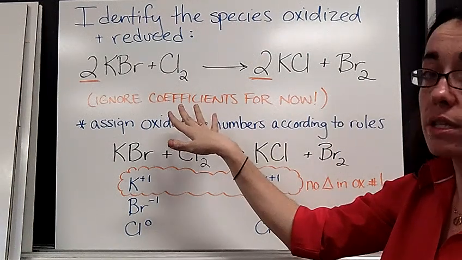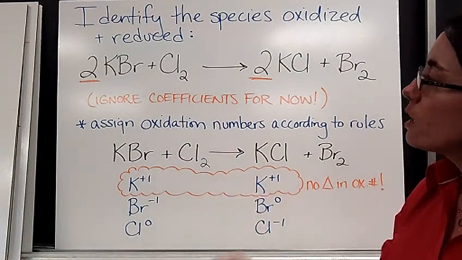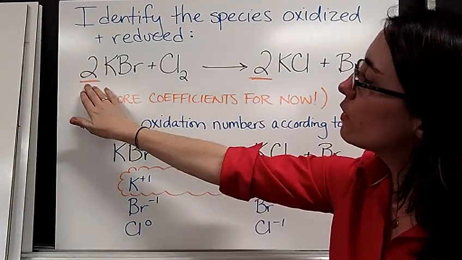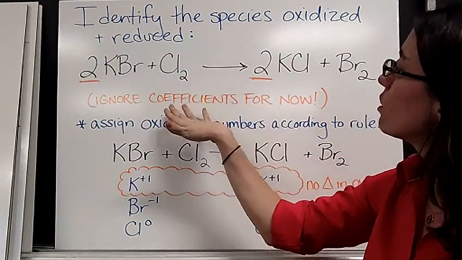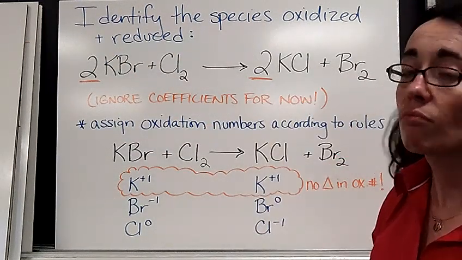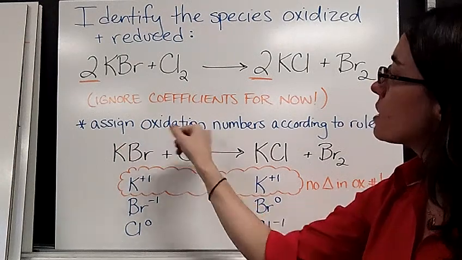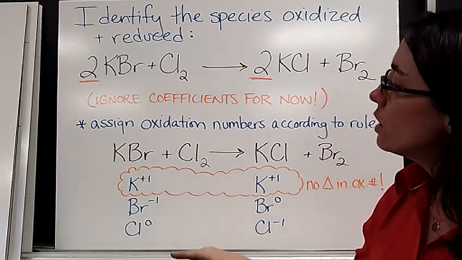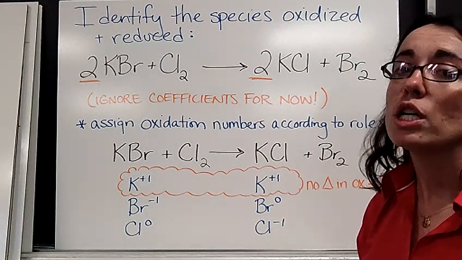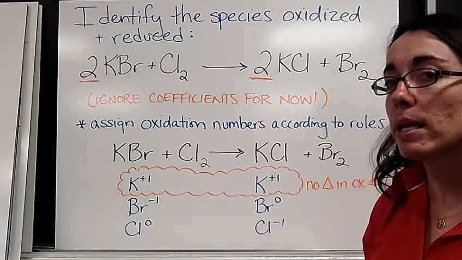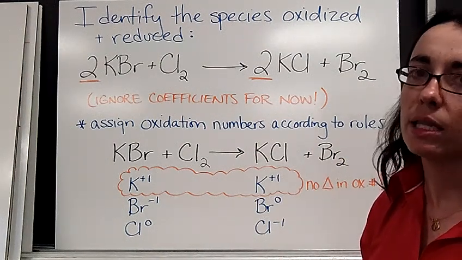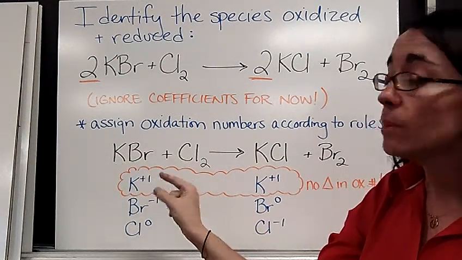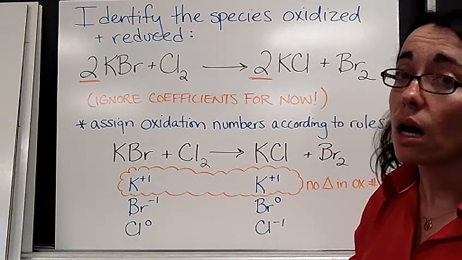So, the first thing that I want you to do, don't get freaked out by those coefficients. We're just going to ignore them at this point. So what I have underlined here in orange, we're going to ignore. Just like before, we need to assign oxidation numbers according to the rules. So the first thing I want to look for: do I have any elemental or uncombined elements there? K and Br, those are 2 different elements. Those are combined into what's known as a compound.